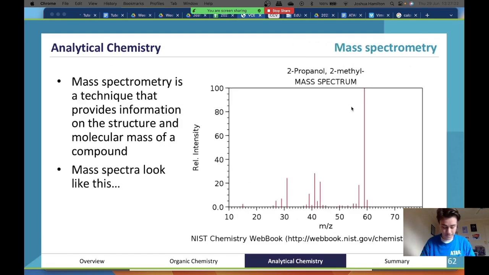So moving forward, let's look at mass spec. So this is what a mass spec looks like. This is what you're going to be provided with. It looks something like this. Mass spectroscopy is a technique that provides information on the structure and molecular mass of the compound. We're going to go through what all of these things are and briefly how it works.